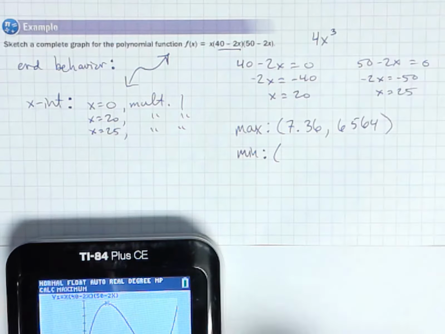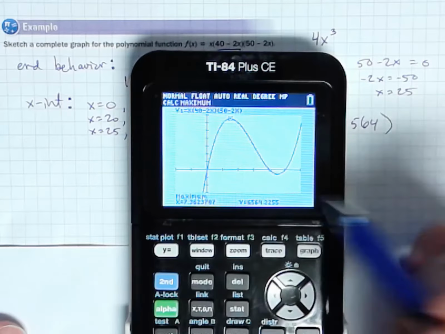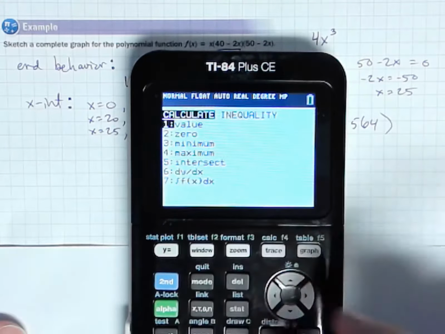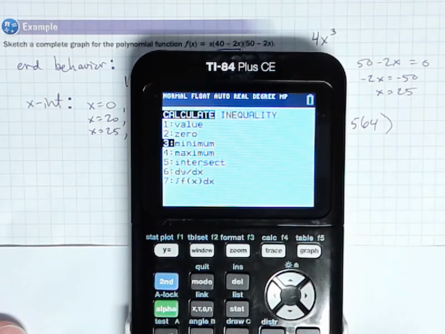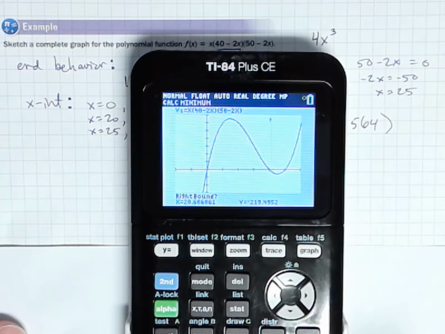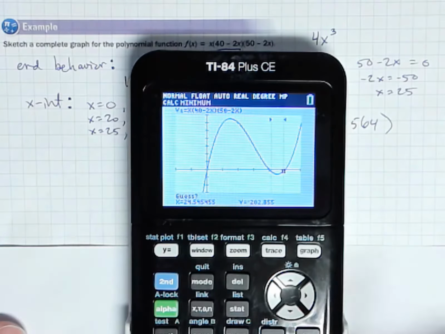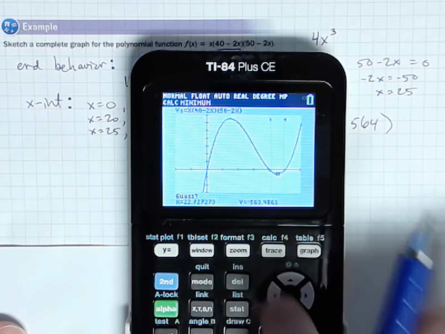All right, let's go find that minimum value now. So we want to get this value down here, so same menu, second calc, and the minimum, and let's go down there a ways. Again, just somewhere left of that, let's hit enter. Somewhere right of that, hit enter. And somewhere in between, take a guess.